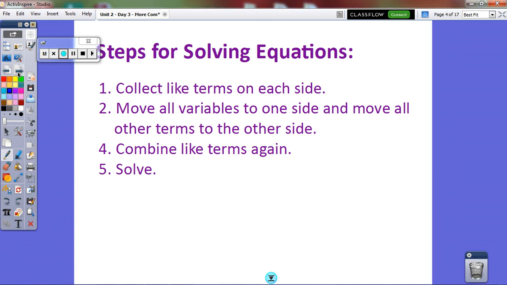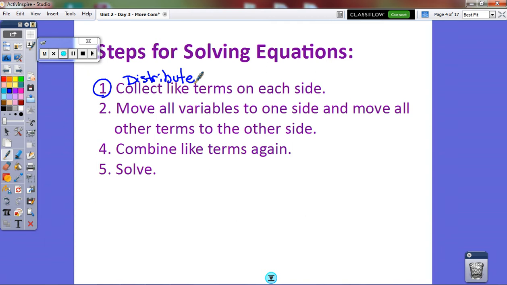Guys, the steps we're going to go through today is we're going to look at our 2 different sides. We're going to collect like terms on each side. We may have to distribute, okay? So if we have to distribute, we're going to do that up there in step 1, just like it said in yesterday's notes, or last class's notes.